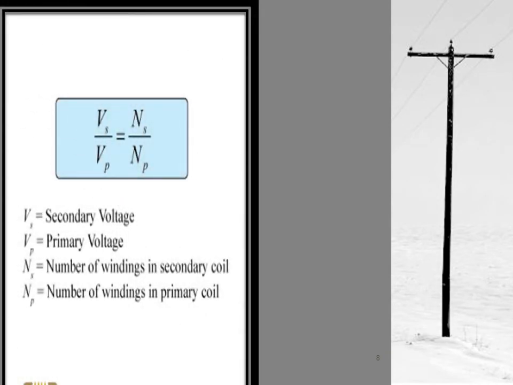The EMF induced in the secondary coil, called the secondary voltage represented as Vs, is proportional to the primary voltage represented as Vp. The secondary voltage also depends on the ratio of the number of turns on the secondary coil to the number of turns on the primary coil, as shown in the given expression.